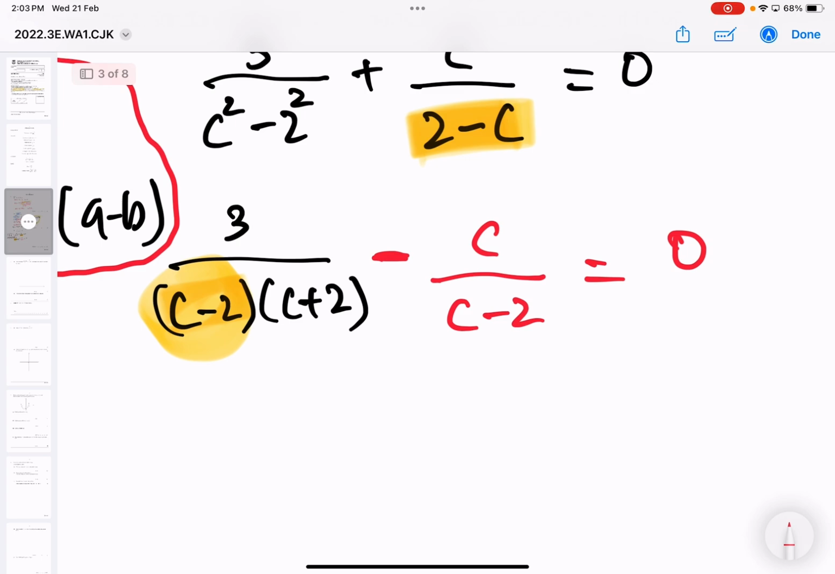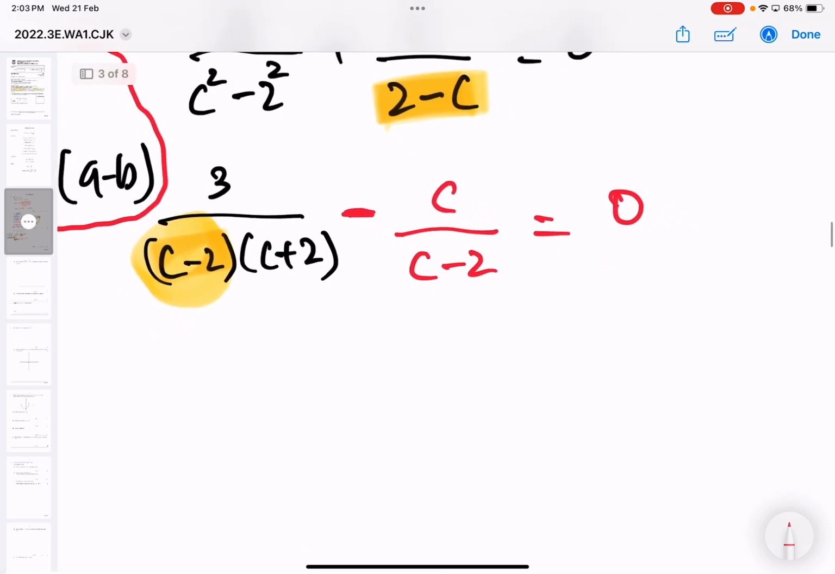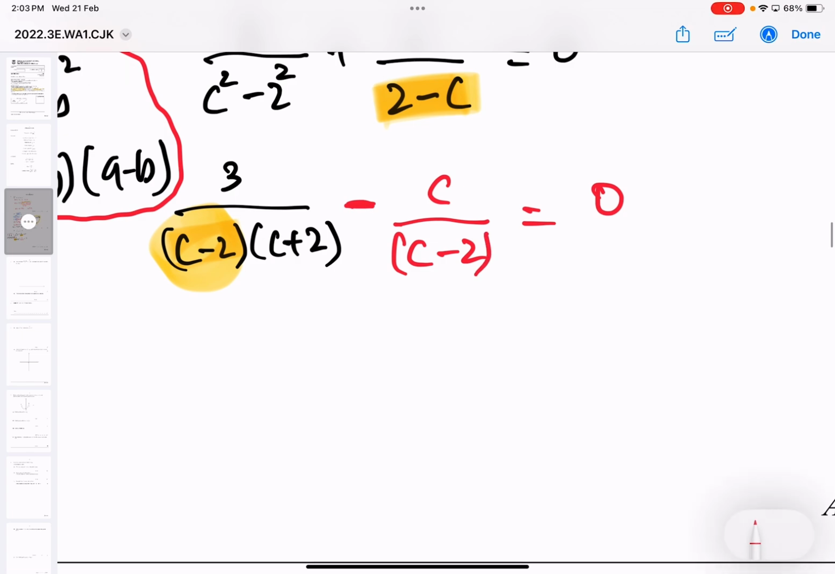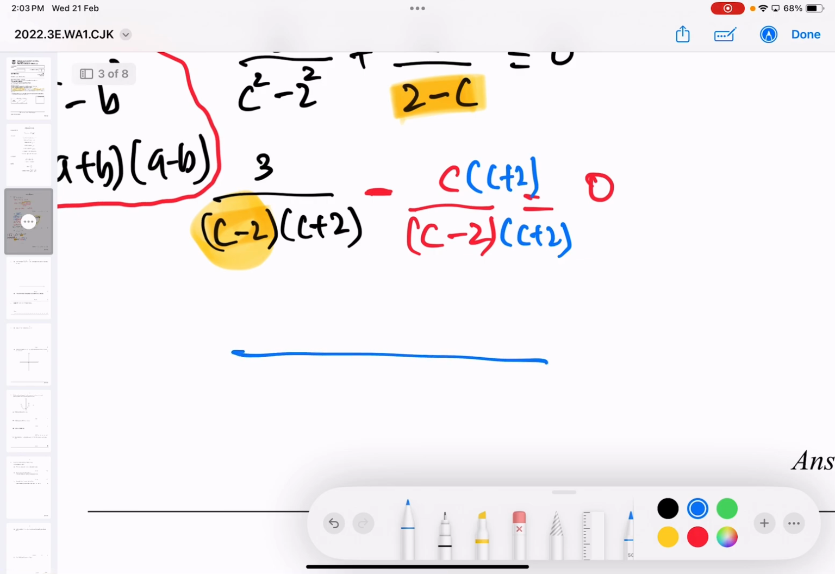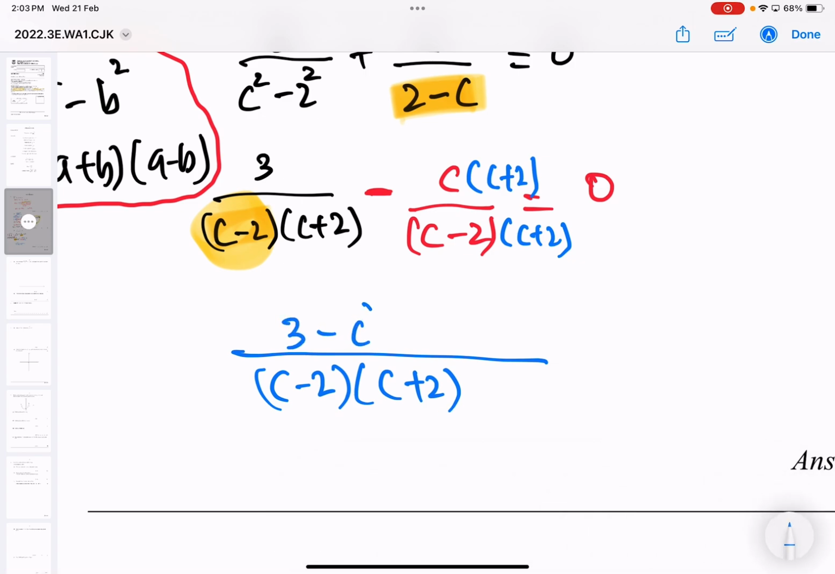Next, how do we combine these two fractions into one? I need to make the denominator the same. So here, I can just multiply by c plus 2, c plus 2. My denominator now is the same, c minus 2, c plus 2. The top will just be 3 minus c square. Negative c times c gives me negative c square. Negative c times 2 gives me negative 2c equals to 0 over 1.